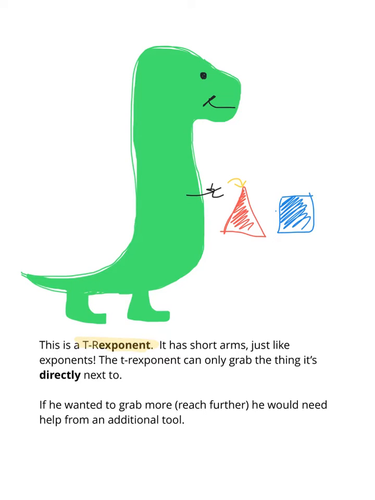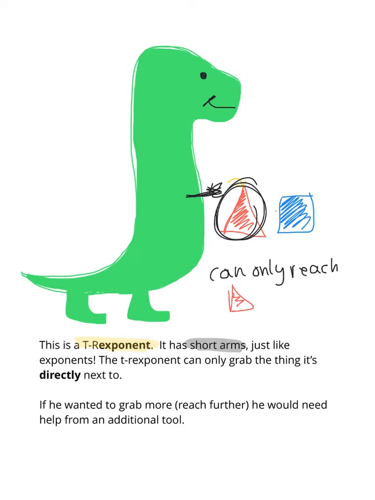Because when I think of a T-Rex, I know that a T-Rex has these short little teeny arms. So if I drew this picture up here, this T-Rex right here wants to grab onto something. So there's a red triangle, and then there is a blue square. But because it has teeny arms, its arms can only reach that red triangle. If it wanted to reach a little bit more than that red triangle, it would need help. Maybe that means longer arms. Maybe it means a tool to put in his arms, but it can't reach the blue square.